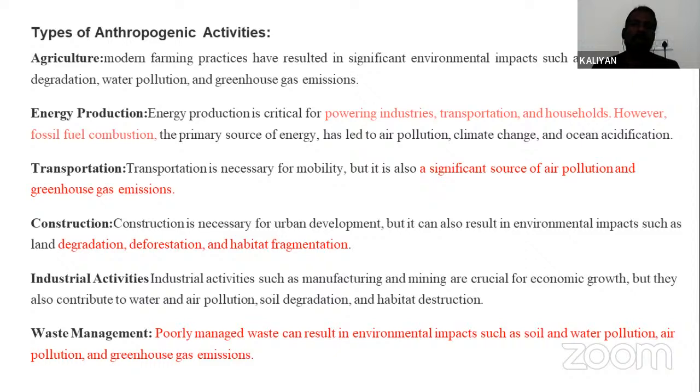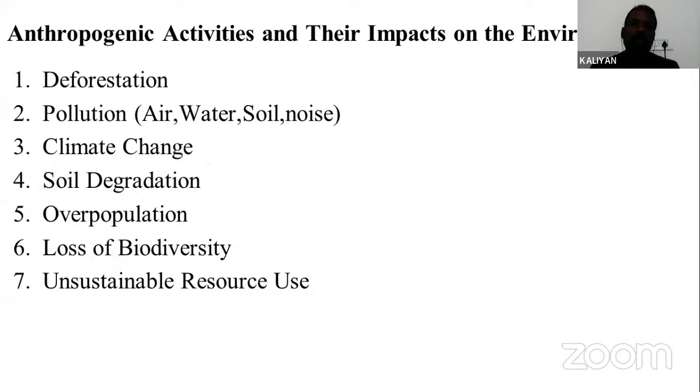And industrial activity, such as mining activities in tribal areas for economic growth, but they also contribute to water and air pollution, soil degradation, and habitat destruction. Waste management: waste is poorly managed and purely dumped on the land, creating soil degradation and soil erosion. So these are the types of anthropogenic activities, and now their impact on the environment.